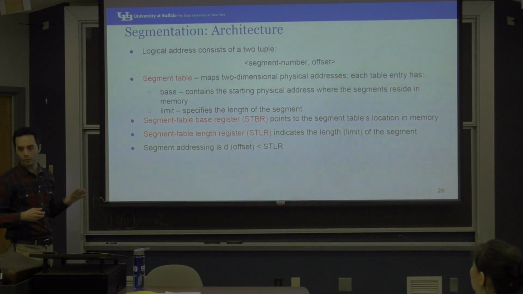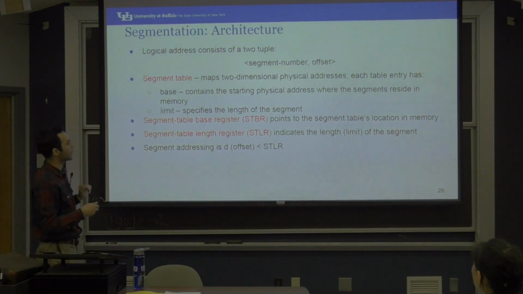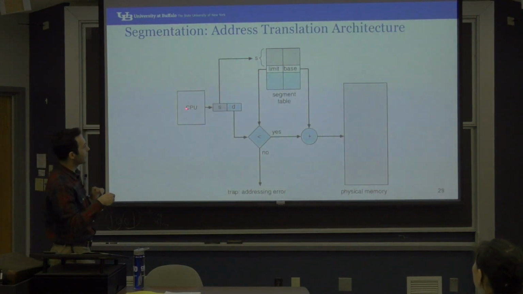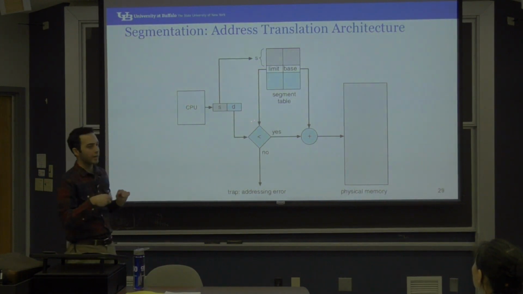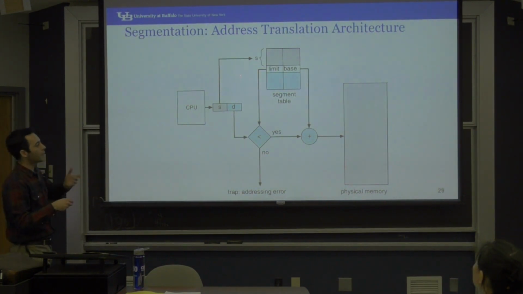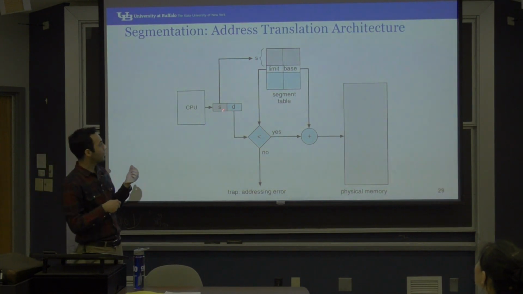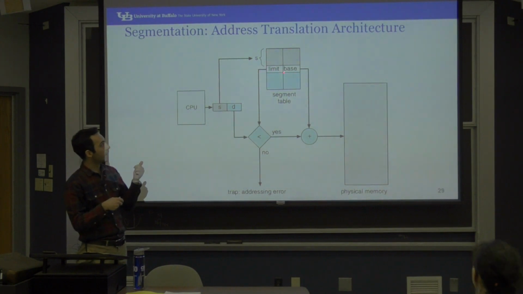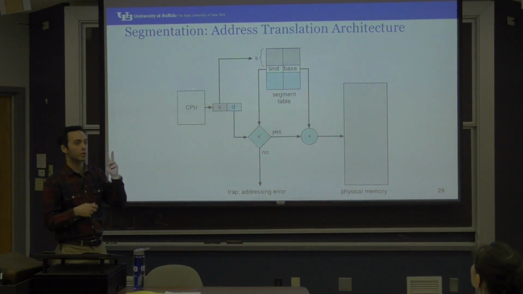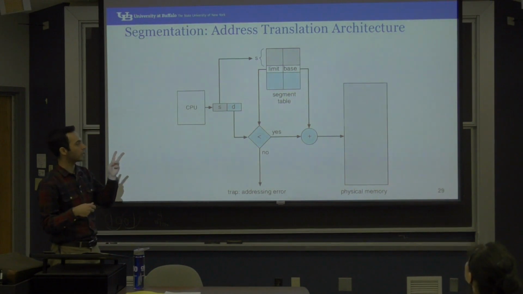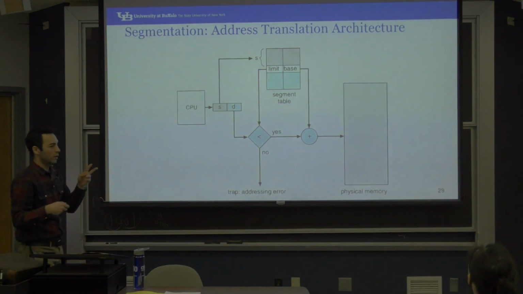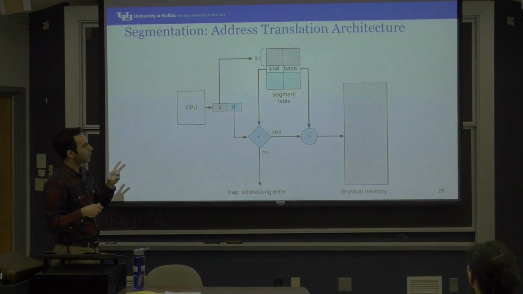Okay? So let's take an example here. The CPU is now trying to access a logical memory address. Part of it is the segment index, part of it is the offset. Now, the segment index goes to the segment table, and within that table we have two registers, or a two-dimensional vector.